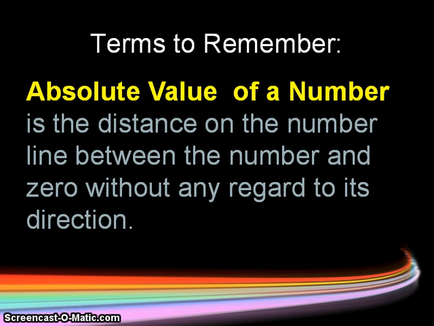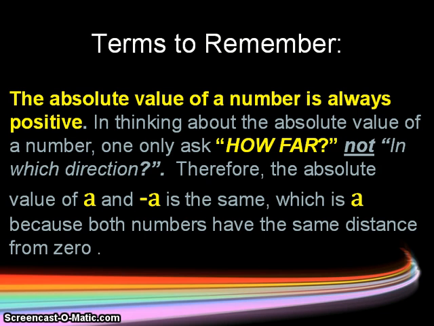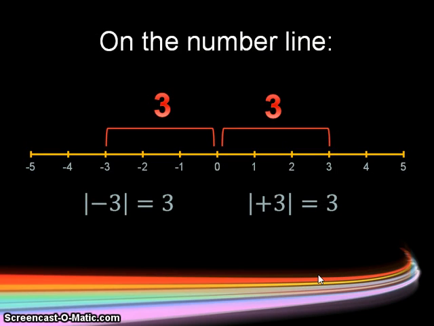The absolute value of a number is the distance on the number line between the number and 0 without any regard to its direction. Remember that the absolute value of a number is always positive. So in thinking about the absolute value of a number, you should only ask how far, not in which direction. Therefore, the absolute value of a and negative a is the same, which is a, because both numbers have the same distance from 0.